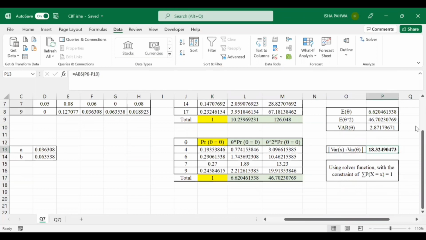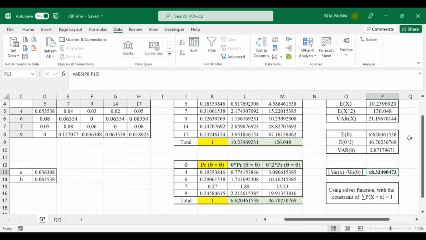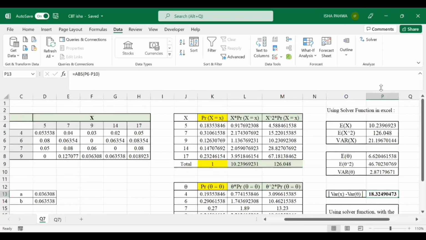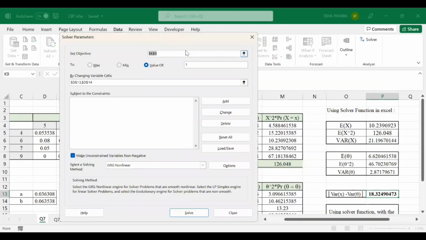But our variance is still wrong, so we need to change the value of the variance here. So we will use the solver function again. We use solver, and our objective would be this value, so the value from the question is 19.4856379.